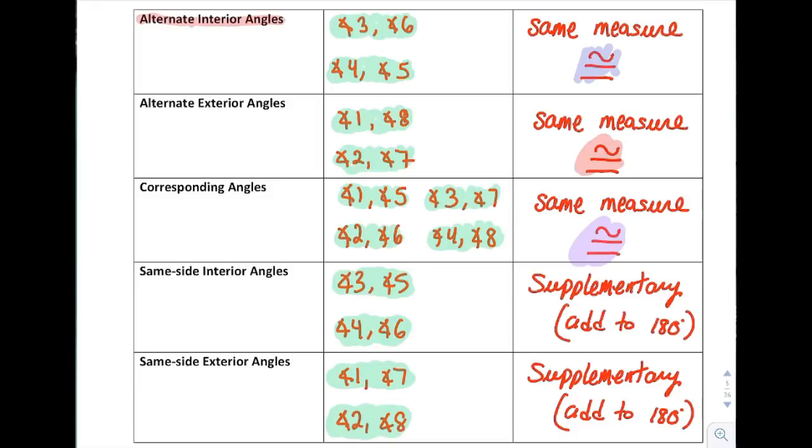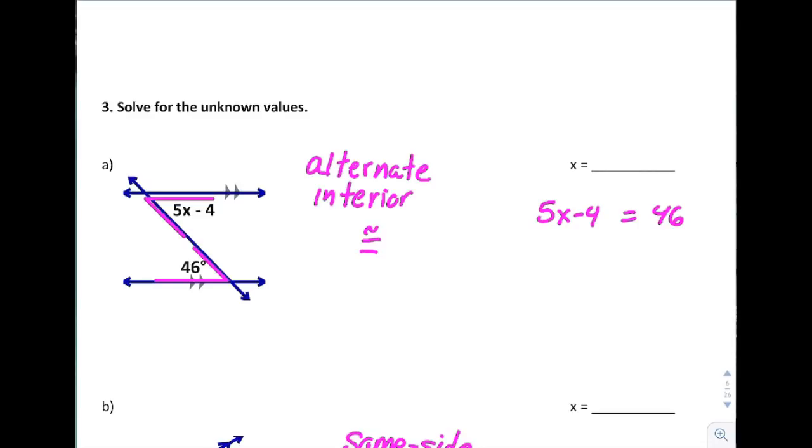So make sure you have the vocabulary down and the angle pairs down and whether or not they're congruent or add up to 180. Those are the only 2 things that can happen, either congruent angles or supplementary 180 angles.